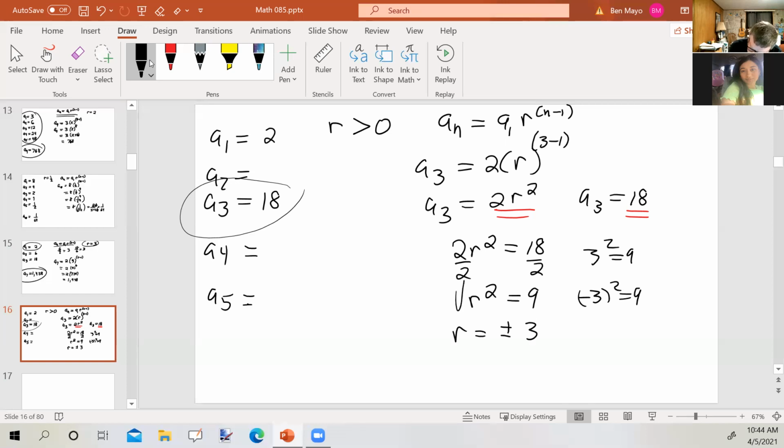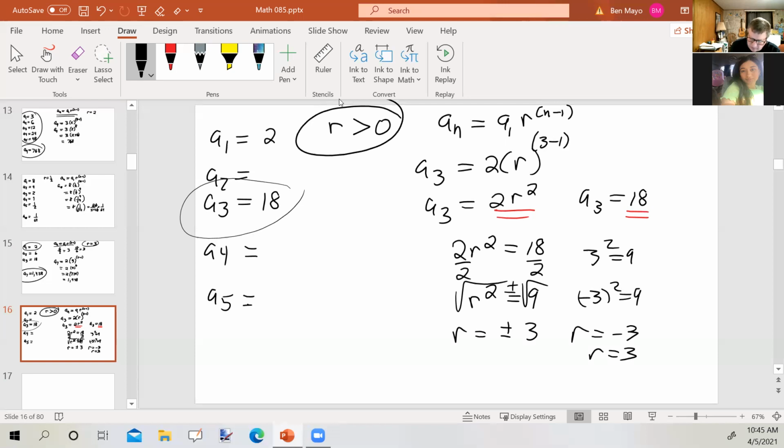Because if I take the square root of r squared, I get the square root of 9, but in fact, I get plus or minus the square root of 9. And what do I mean by that? I mean that r could equal negative 3 and r could equal positive 3, because both of those numbers, if you square them, you get 9. But here's where this comes into play. It says r has to be greater than 0. So in this case, we're going to get rid of the negative, and we'll just take r equals 3.